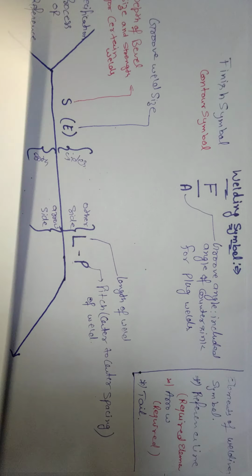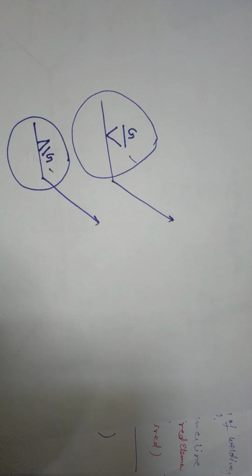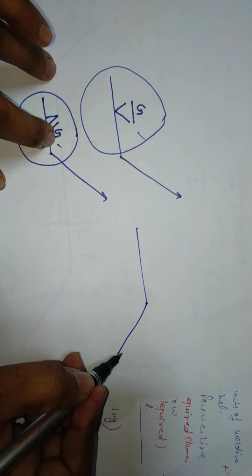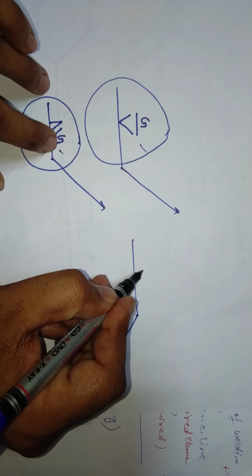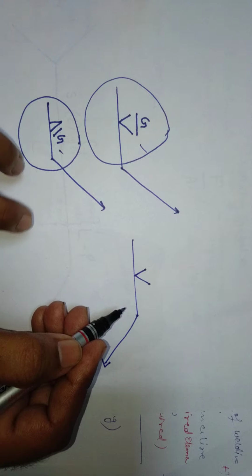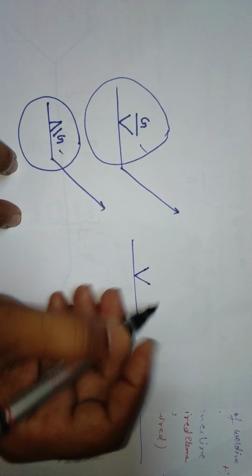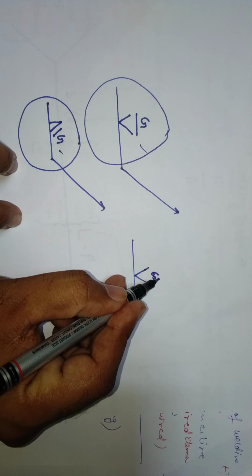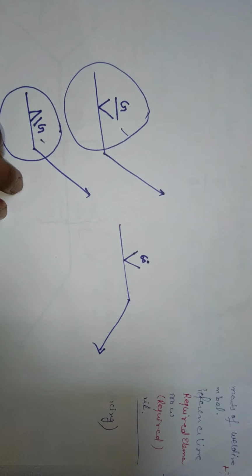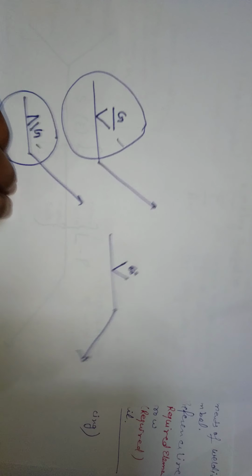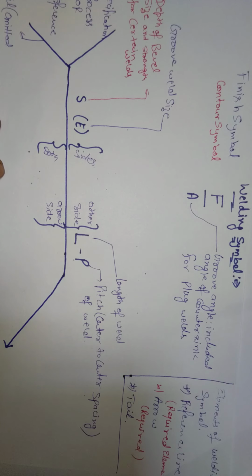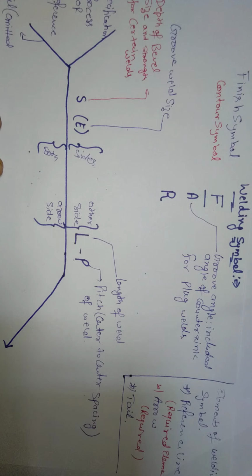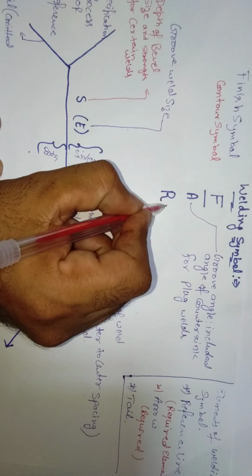Let's see an example. Reference line, arrow, make a V groove weld, and the groove angle is noted above or below the welding symbol in degrees, just above or just below the welding symbol. Now the next is R. R stands for root opening.